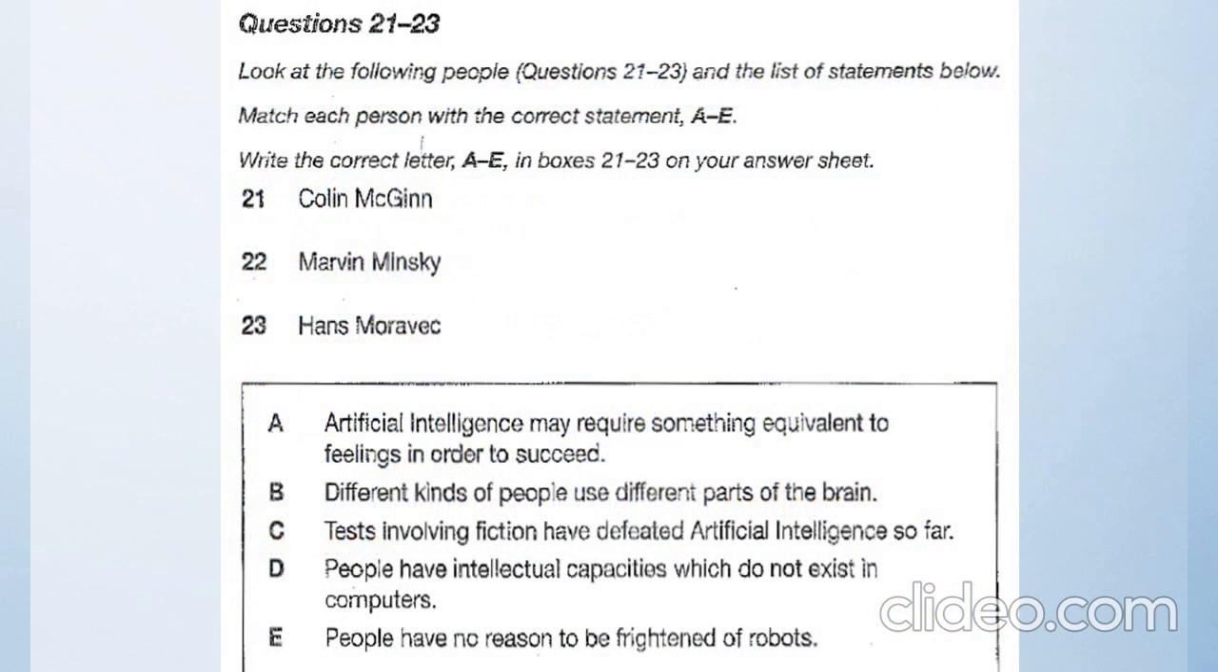And here is the example. As you see in the text, it is written, look at the following people and the list of statements below. Match each person with the correct statements. Write the correct letter A to E in the boxes on your answer sheet. Here, it's not said that you can use an option more than once. So here you have the list of statements and, as you see, 2 options are extra.